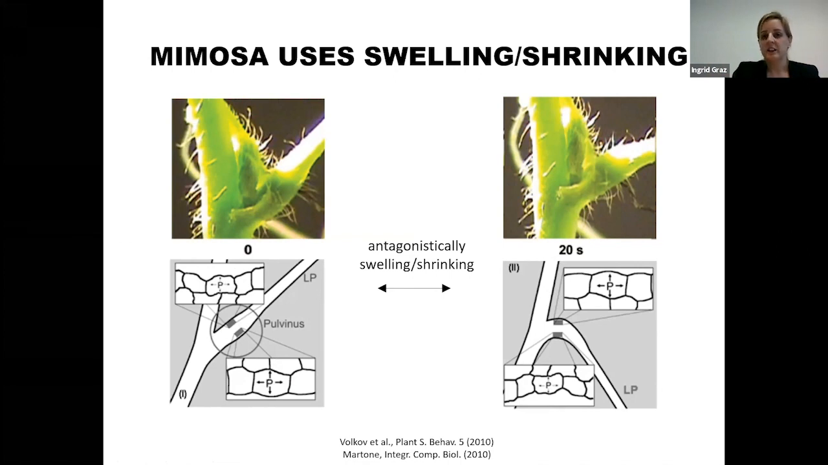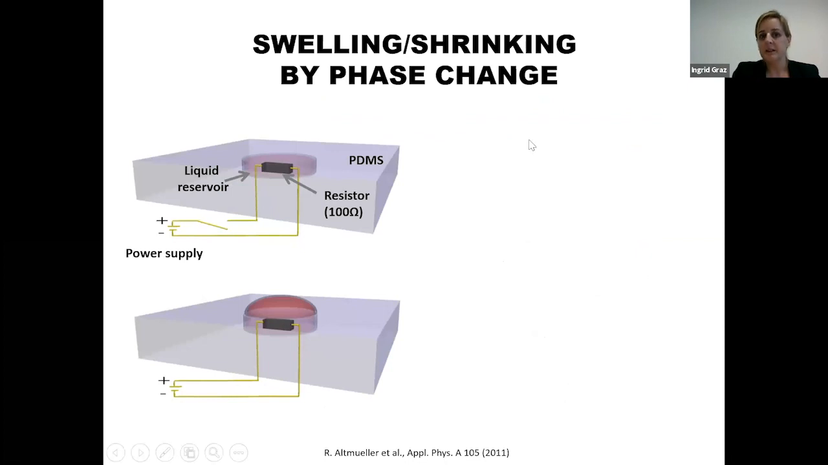And now we thought this was a very nice approach to do some swelling and some shrinking, and we tried to implement this concept for soft robotic elements. What we came up with is what we call a phase change actuator. We built an elastomer with a liquid reservoir, and in this liquid reservoir we embedded a resistor. Then we sealed the reservoir on top with a very thin elastomer membrane. In this case, it's polydimethylsiloxane, so silicone rubber, Sylgard 184.